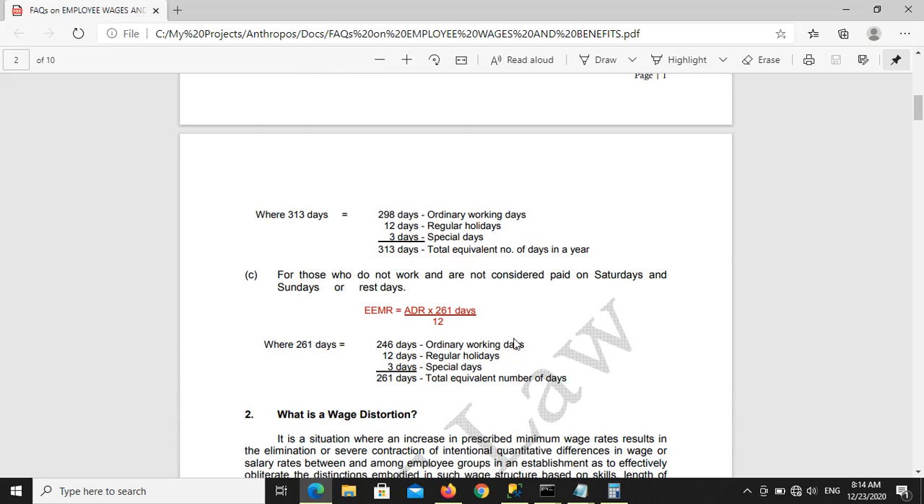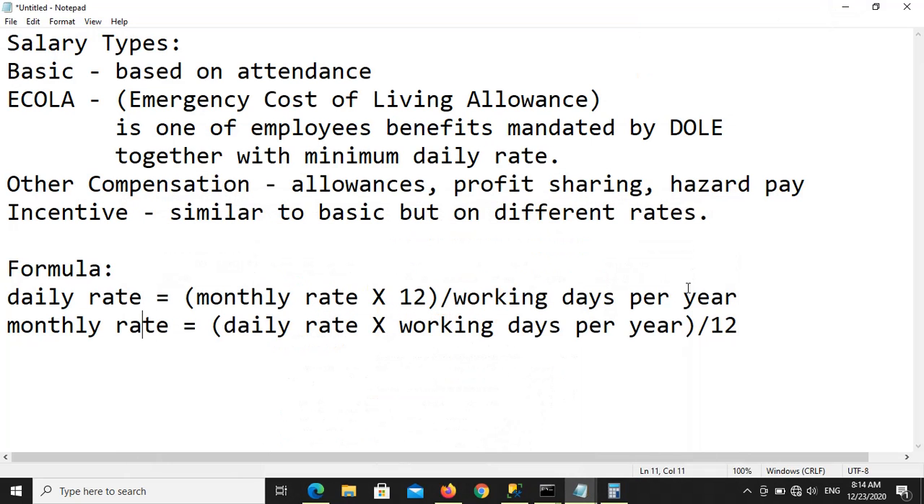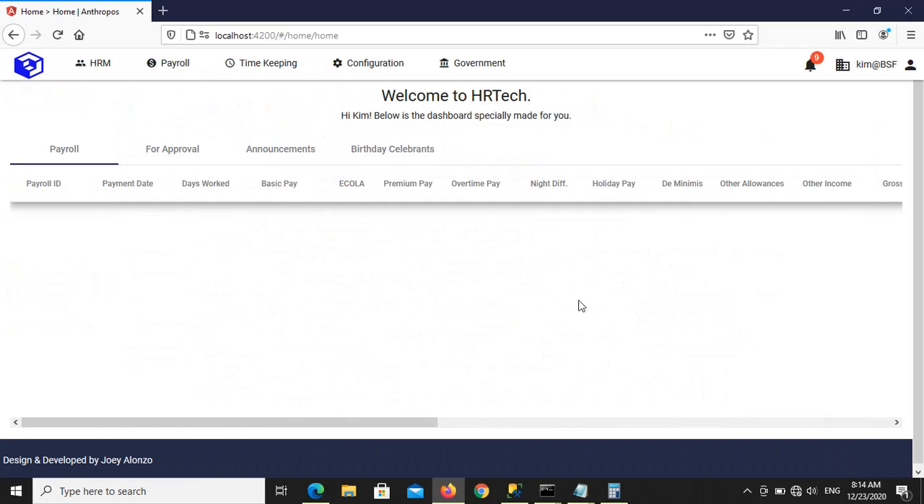And for those who do not work and are not considered paid on Saturdays and Sundays or rest days, total working days per year is 261. So that's how you determine the working days per year. As you can see, it depends on the schedule of the employee. So how do we implement these terminologies in HR Tech?